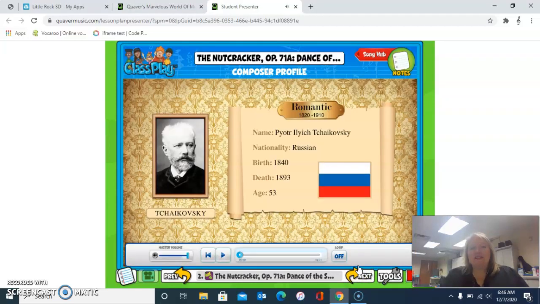And then this is the composer for a ballet called The Nutcracker. His name is Peter Ilyich Tchaikovsky, and he was from Russia. But very famous composer, and we're going to learn a little bit more about him.